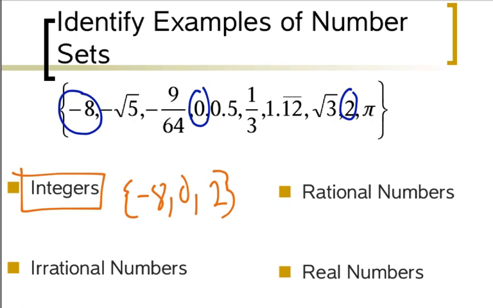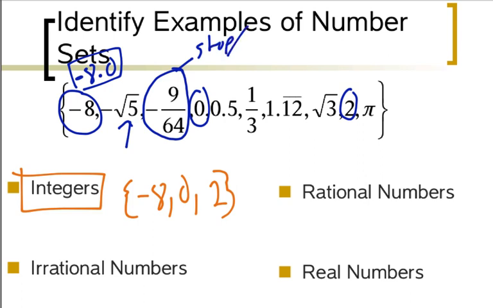Well, to further my explanation earlier, 8.0, negative 8.0, stops. So that's why it's still rational. Okay? Square root of 5 doesn't. Well, negative 9/64 actually has a decimal that does stop. In other words, I know that because it's represented as a fraction. If a number can be represented as a fraction, then you know for a fact that the decimal will stop. Okay? Or repeat forever.